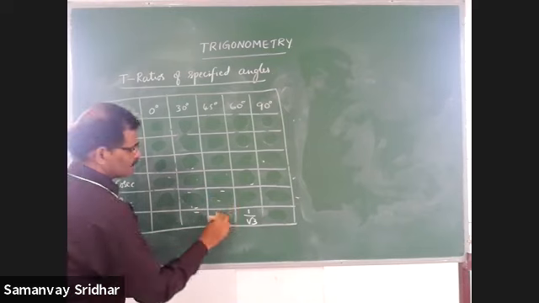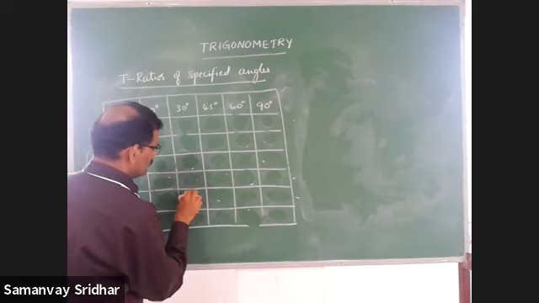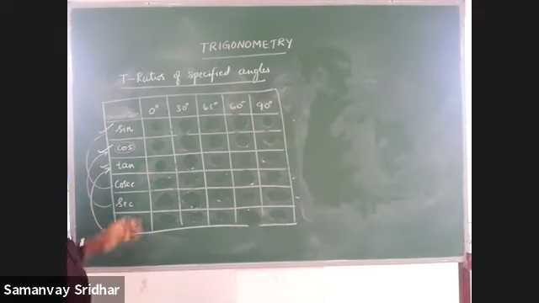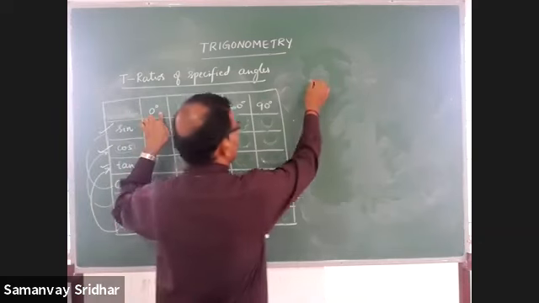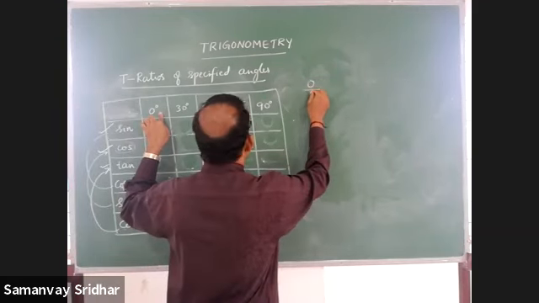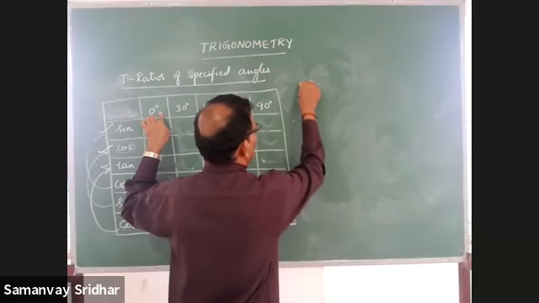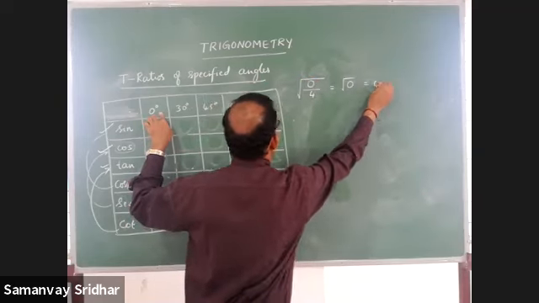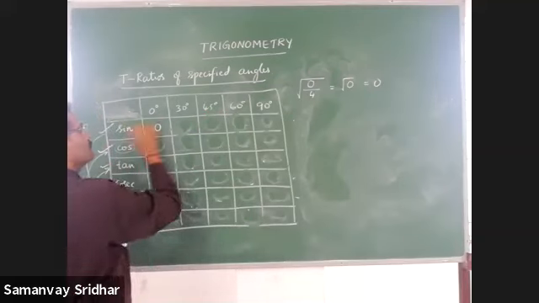Once again, you see. First of all, we have to go for sine 0 degree. Sine 0 degree: I'll take that 0, divide by 4, take the square root. 0 by 4 is what? 0. Square root of 0 is what? 0. Therefore 0. Got this?